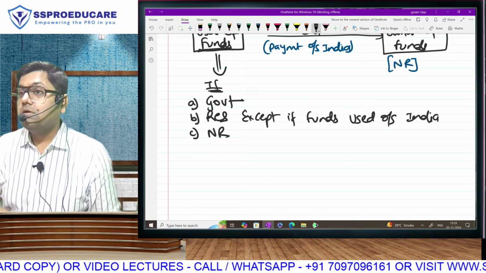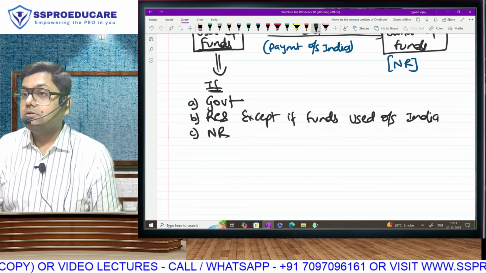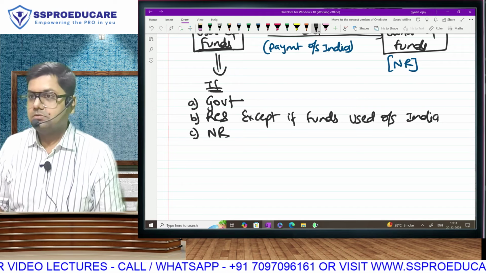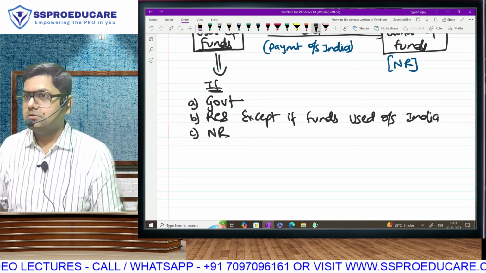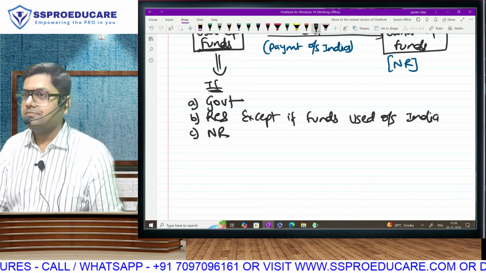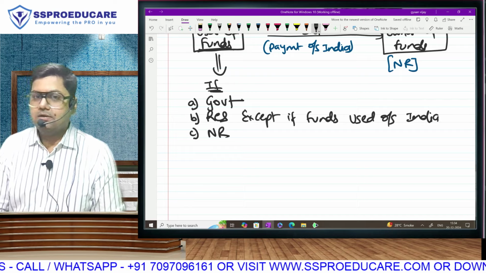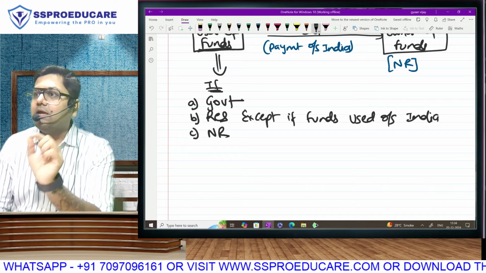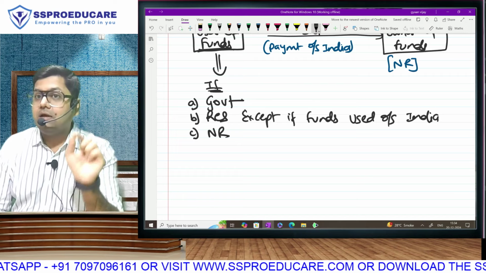Sir, if the loan taken is for buying property outside India, if it is outside India, so the funds are used outside India. So it is not Indian income. Correct? So ultimately, what is the criteria? Where is my money being used?